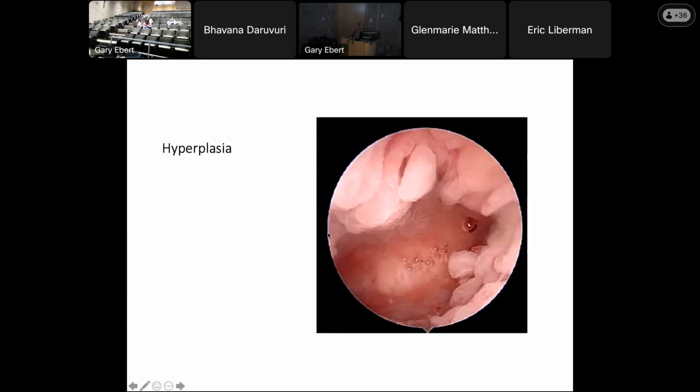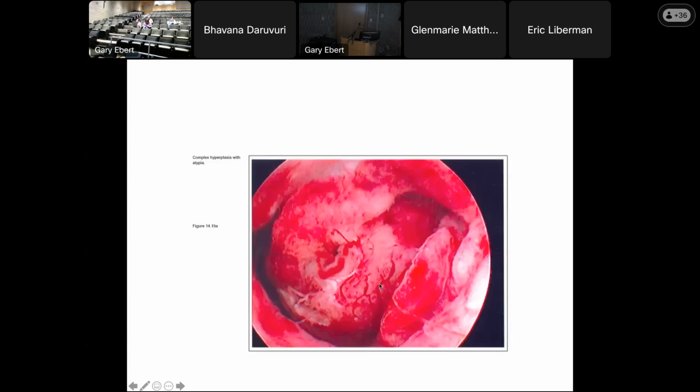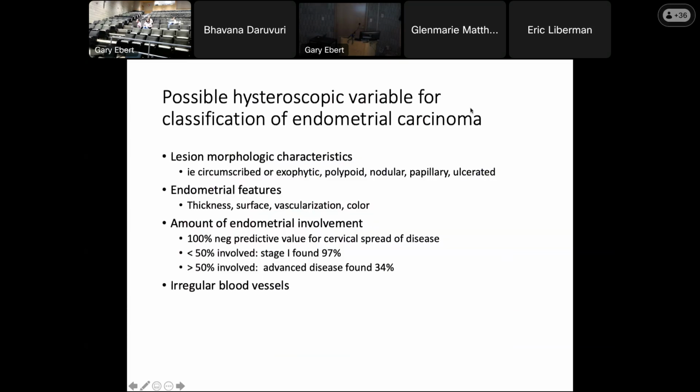This compared to this, you could see this is more angry appearing. You could see vessels. If you think about it compared to colposcopy, it's the similar things that you're looking for, atypical vessels. There have been studies done over the past 10 years about possible hysteroscopic variables for classifying, to be able to detect whether it is going to be cancer or not.